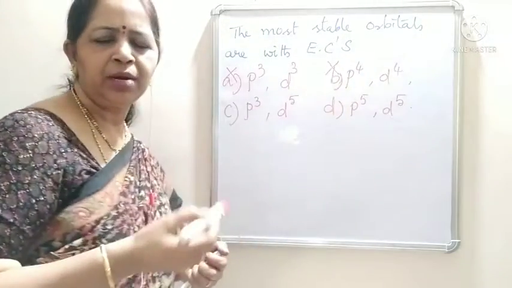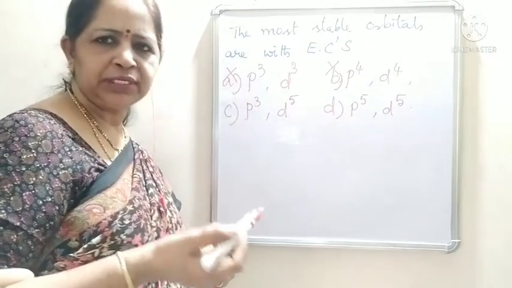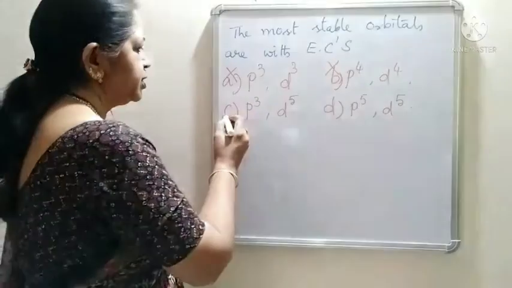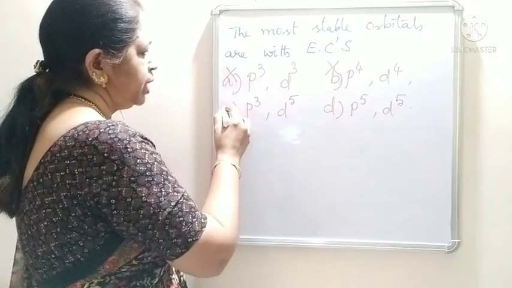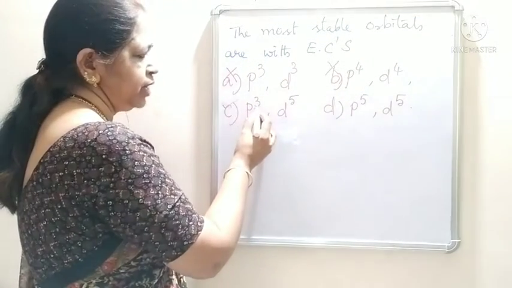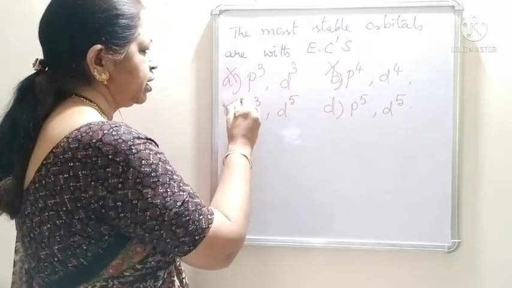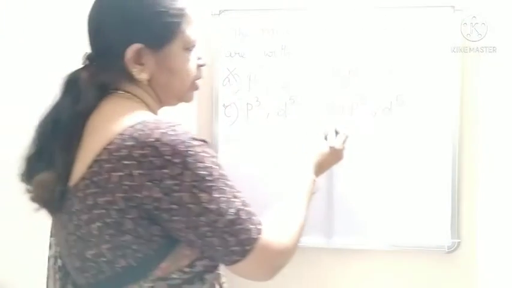We know that p orbital can have a maximum of 6 electrons and d can have 10 electrons. In the C option, p orbital is having half filled configuration and also d is having half filled. So this is the correct answer. Now let us see the D option.